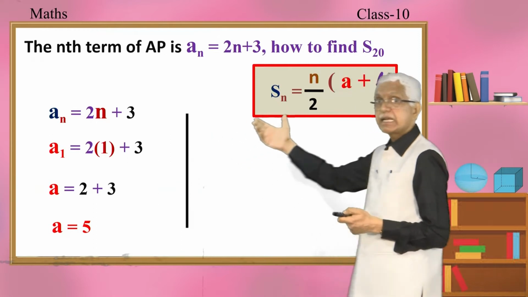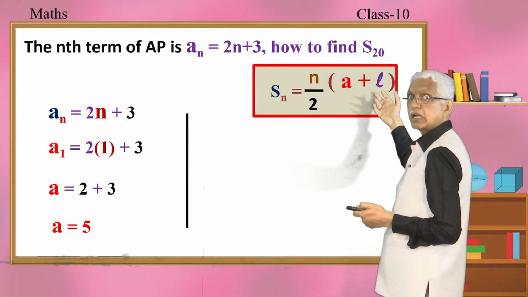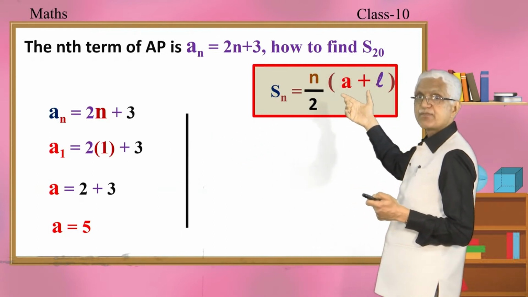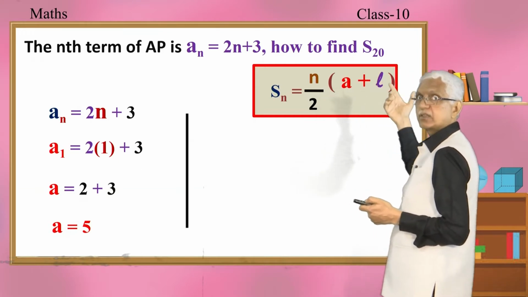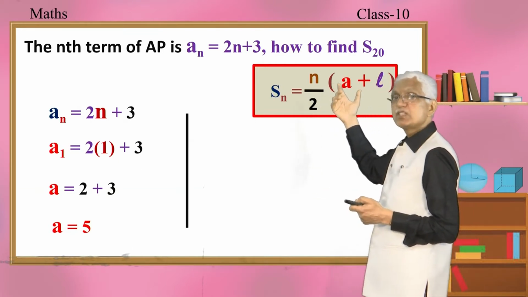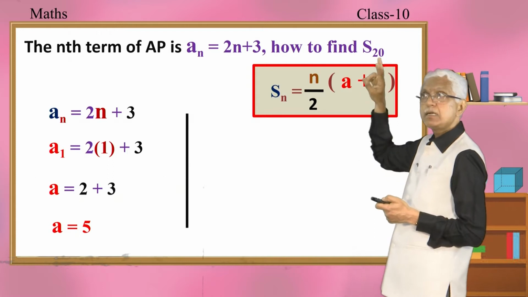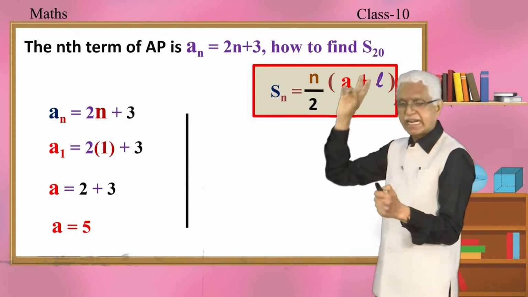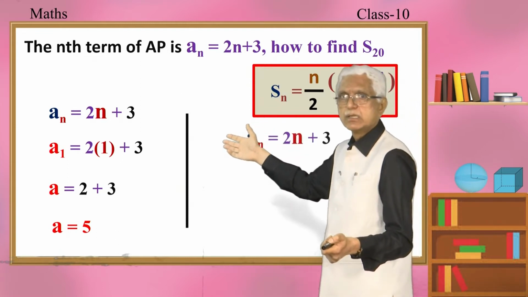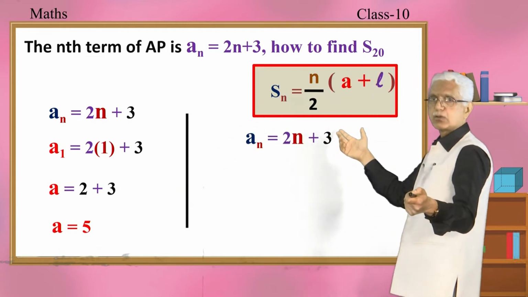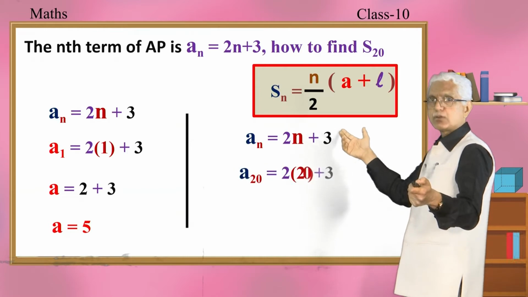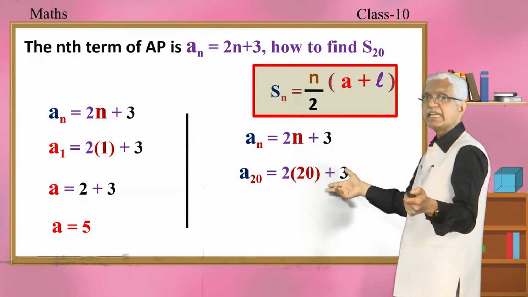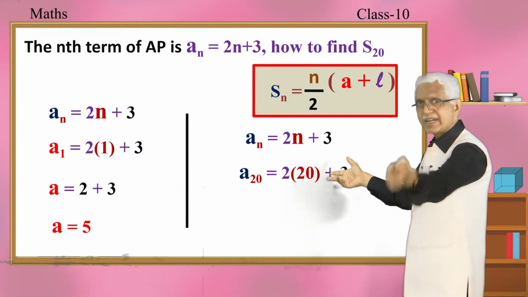Now what else do I need to know? I need to know the last term. I found out a, but I need to find the last term l, correct? Which will be the last term? The 20th term will be the last term. So l is nothing but a20, understood? an is 2n plus 3, and it is a20. The last term is nothing but the 20th term.